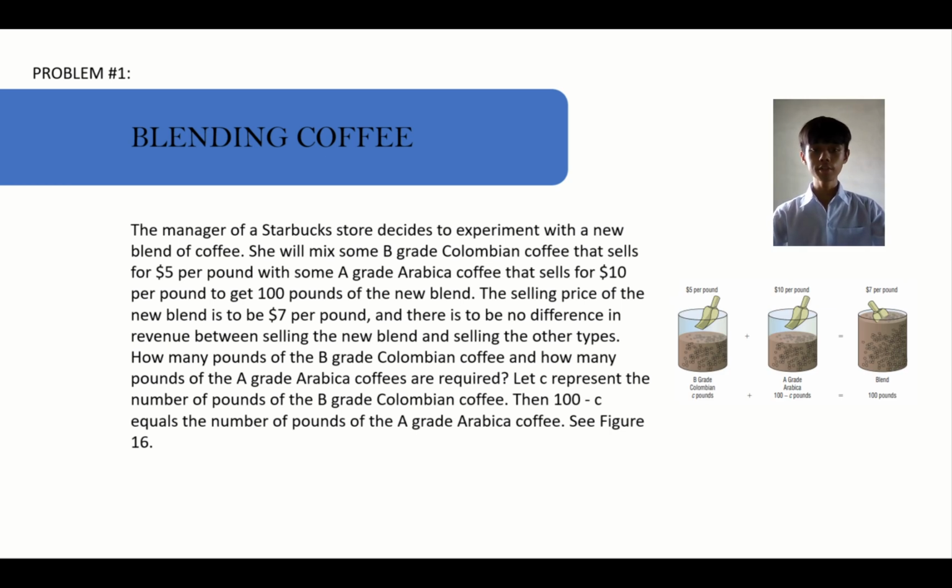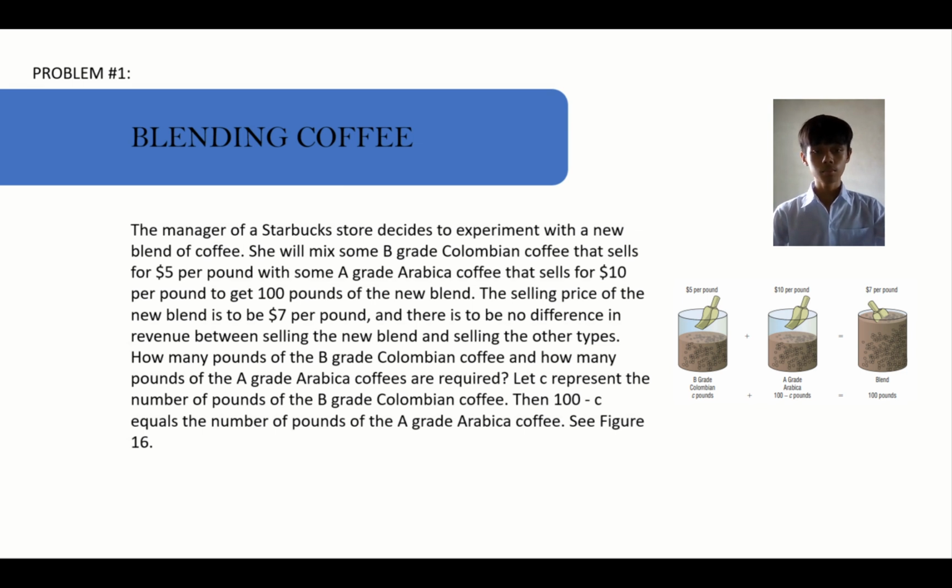Blending coffees. The manager of a Starbucks store decided to experiment with a new blend of coffee. She will mix some B-grade Colombian coffee that sells for $5 per pound with some A-grade Arabica coffee that sells for $10 per pound to get 100 pounds of the new blend. The selling price of the new blend is to be $7 per pound, and there is to be no difference in revenue between selling the new blend and selling the other types. How many pounds of B-grade Colombian coffee and how many pounds of the A-grade Arabica coffee are required?